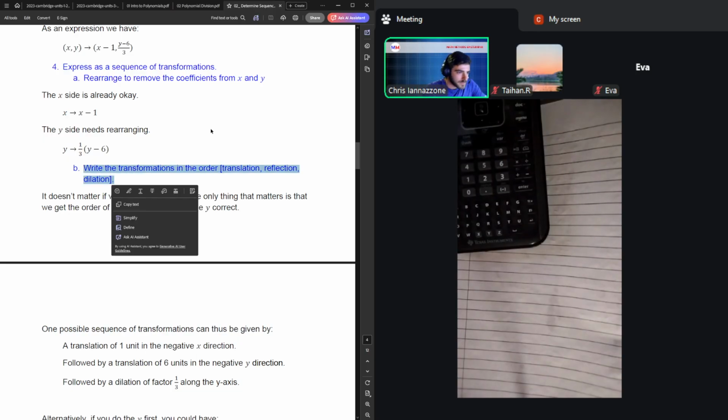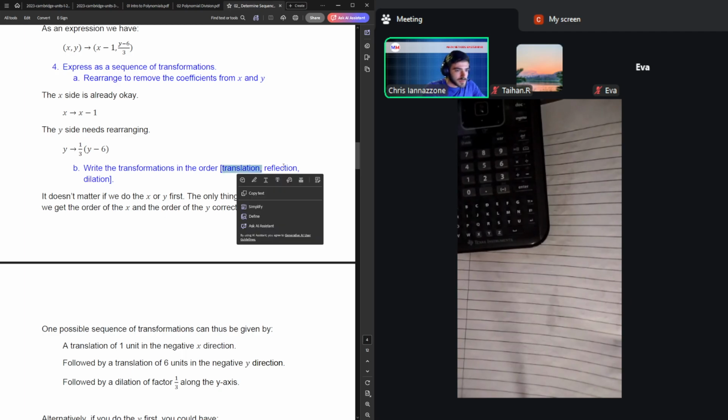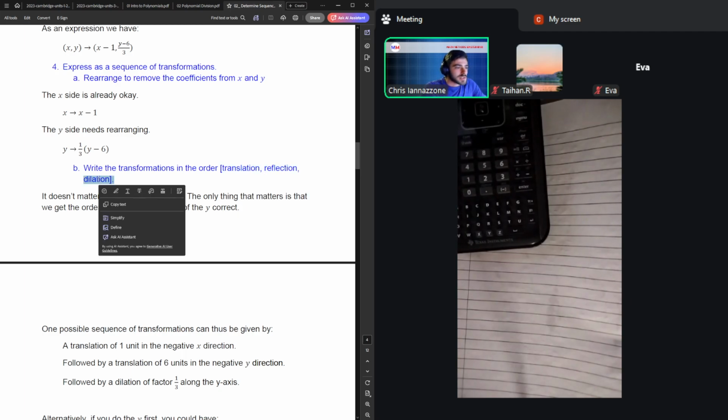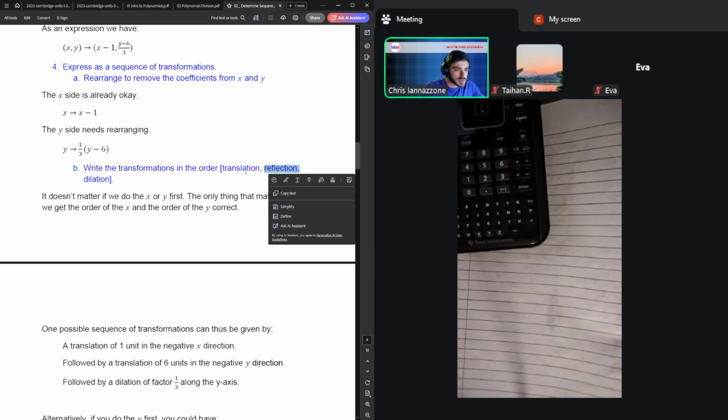Then from there, write the transformations in this order. You do your translations first, then your reflections, then your dilations. If you've done transformations before this class, you might have heard your teacher say do it in the opposite order. There is a different approach that does that. That is not this approach.